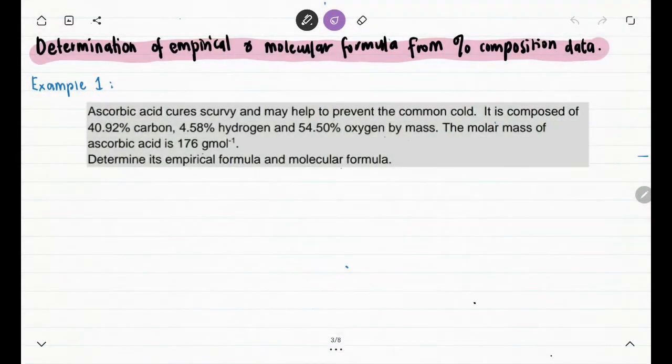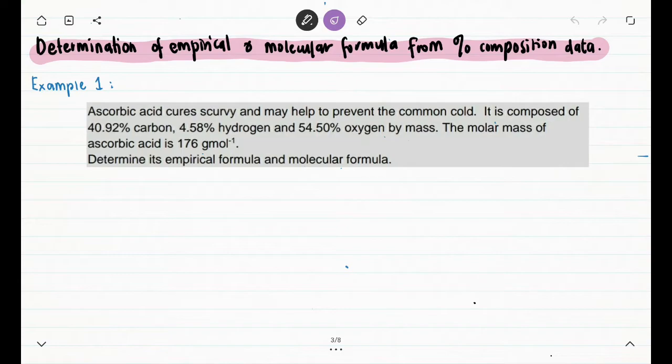Okay, look at the first example. This one is the determination of empirical and molecular formula from percent composition data. How do we solve this question? Ascorbic acid cures scurvy and may help to prevent the common cold. It is composed of 40.92% carbon, 4.58% hydrogen and 54.50% oxygen by mass. The molar mass of ascorbic acid is 170 gram per mole.